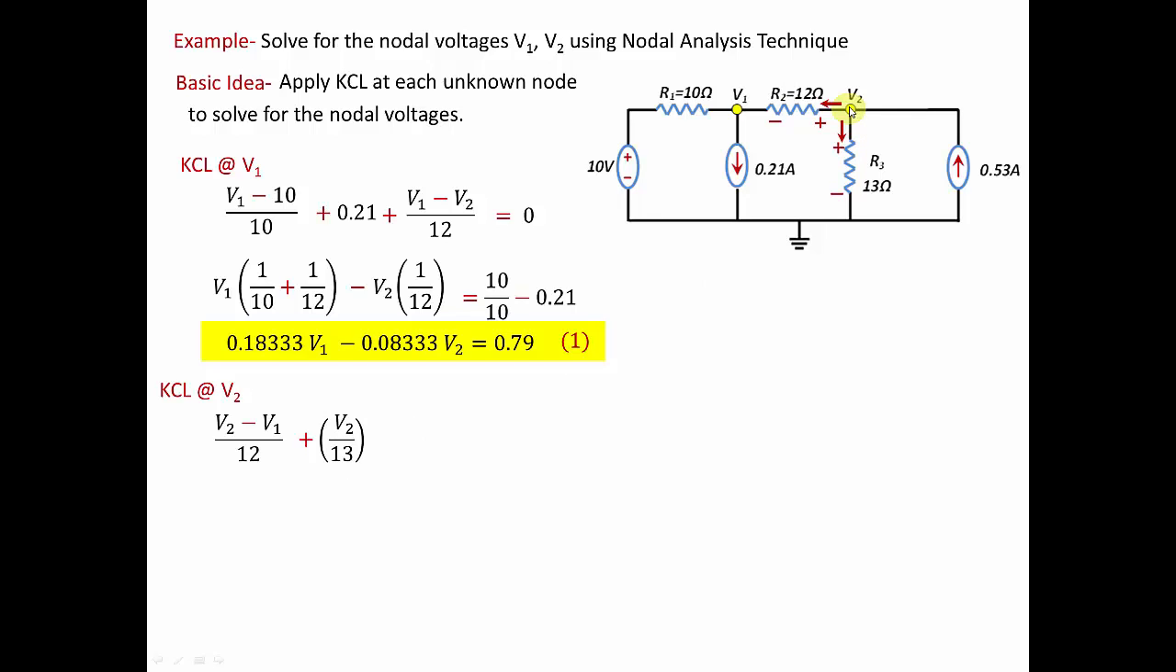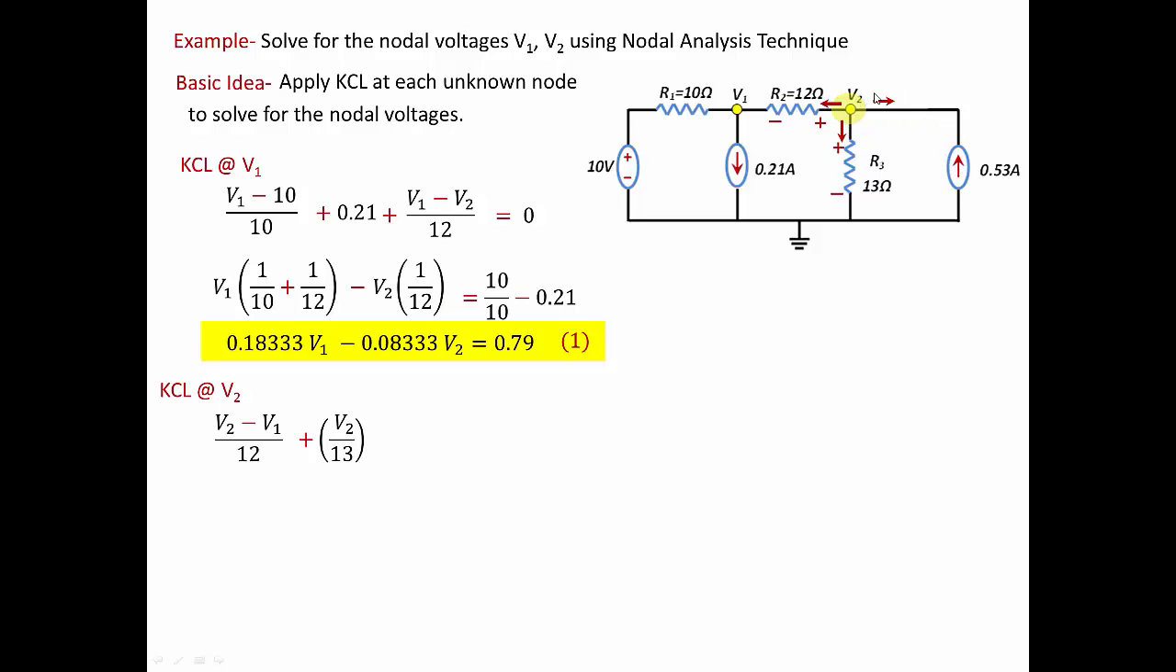So V2 minus 0 is basically V2. That's the voltage across this resistor. Divide by the resistance, which is 13. That would give me the current through the 13 ohm resistor, plus the current leaving this branch. So the current leaving this branch is going to be negative, or minus, the current going into the node, right?